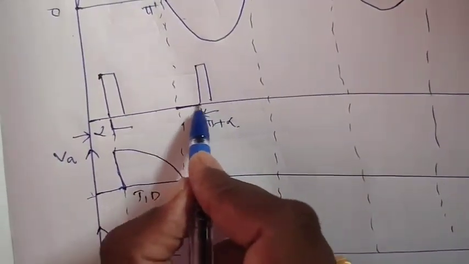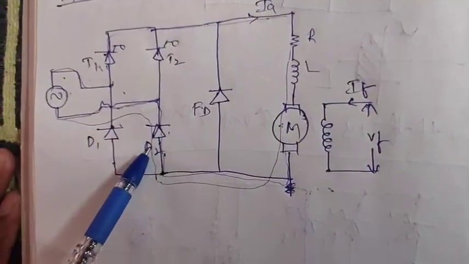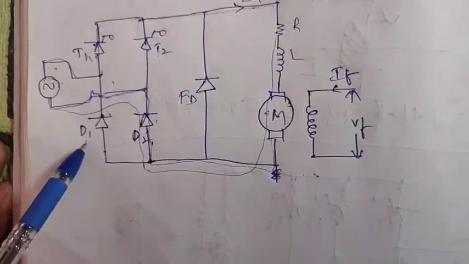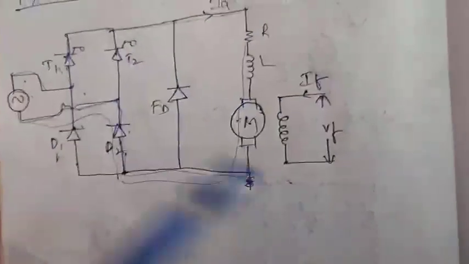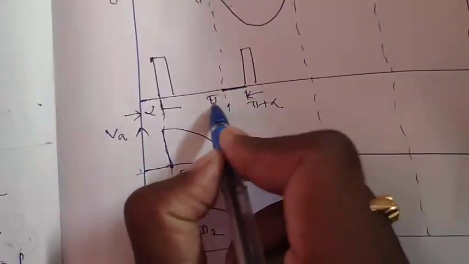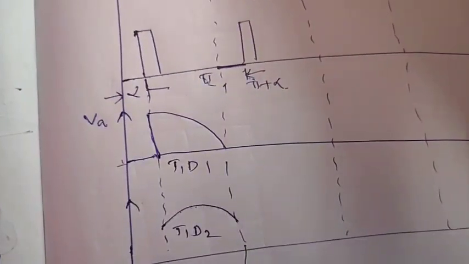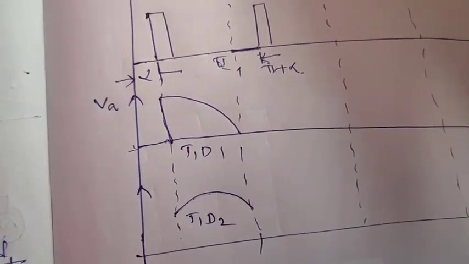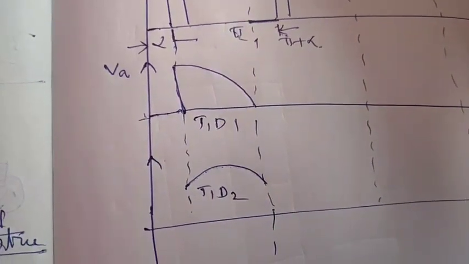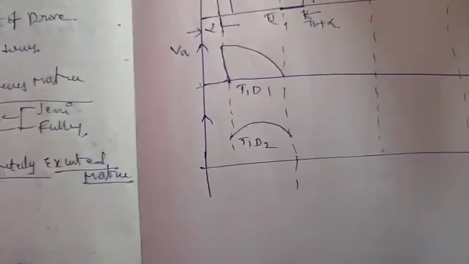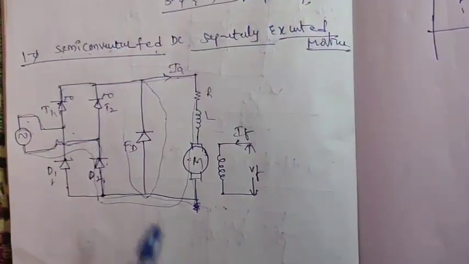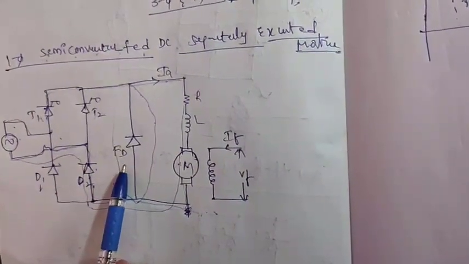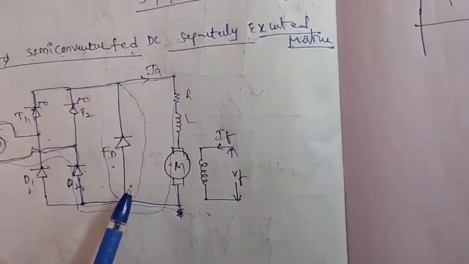During this period, thyristors T1 and D2 are turned off, but T2 and D1 are forward biased but in blocking mode. During the period from pi to pi plus alpha, the reverse voltage appears across the freewheeling diode, and the current can flow through the freewheeling diode. That is the operation of the freewheeling diode.